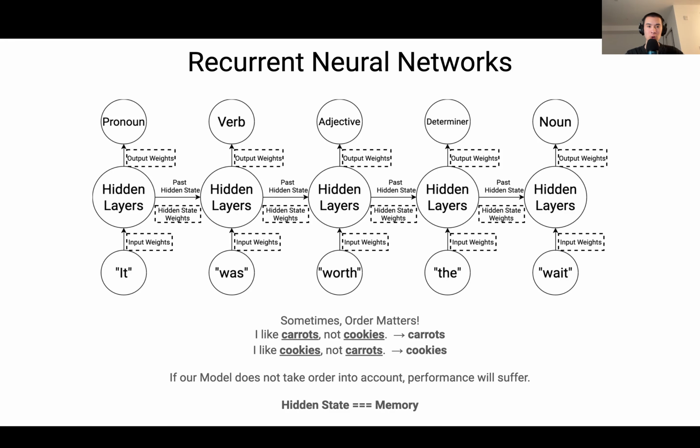So earlier on in this course, we talked about recurrent neural networks, also known as RNNs, and a quick refresher. Sometimes order matters. I have these two sentences where the words have been rearranged, so to speak. Because the words are in a different order, in the first sentence, I like carrots, whereas in the second sentence, I like cookies. If our model does not take order into account, performance will suffer. So we can think of the hidden state as memory to take order into account.